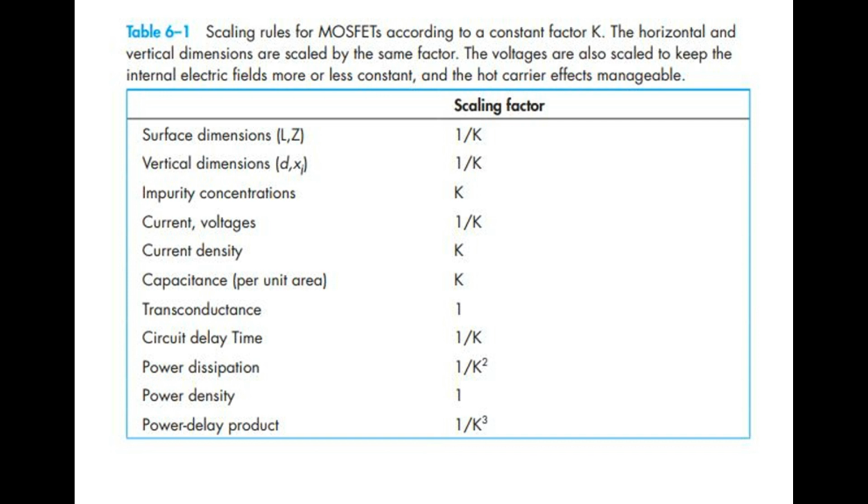The horizontal and vertical dimensions are scaled by the same factor. The voltages are also scaled to keep the internal electric fields more or less constant, and the hot carrier effects manageable. Scaling factor of surface dimensions 1/K. Scaling factor of vertical dimensions 1/K. Scaling factor of impurity concentrations K. Scaling factor of current and voltage 1/K. Scaling factor of current density K. Scaling factor of capacitance per unit area K.